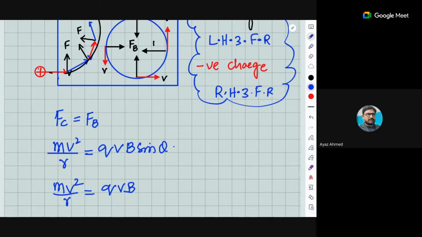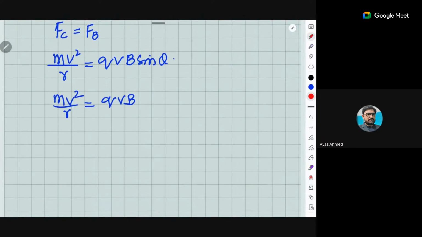Right from this equation, I will get a number of derivations asked in your past papers, in your exams. There are so many derivations. Some of them I will discuss with you right here, and the remaining you will learn when you practice the questions. So first of all, from here you can calculate the momentum of the charged particle.